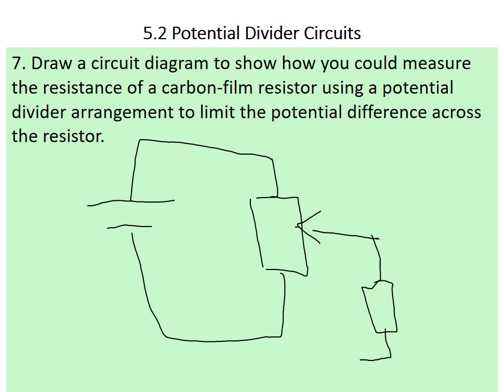In series with my target carbon film resistor, I'll have an ammeter, and the ammeter connects back to this junction, and in parallel just with my target resistor, I will have a voltmeter. Okay, so here is my carbon film resistor connected in series with an ammeter with a voltmeter connected in parallel across. And then I have the variable resistor, the potentiometer, up here.